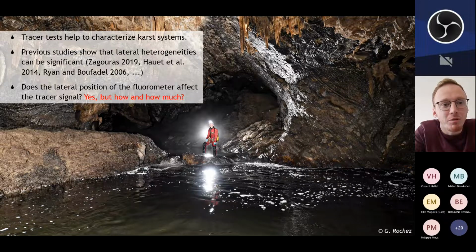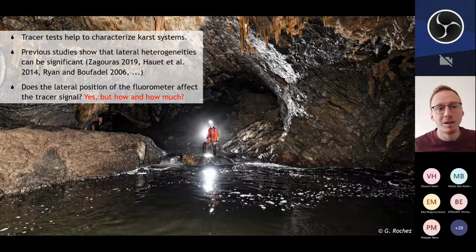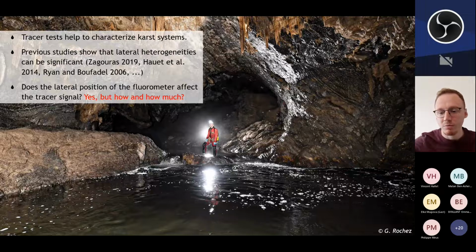And we also know from previous studies that lateral heterogeneities can be significant. That means that the signal on the left side of the river can be different from the right side of the stream. So the question we ask ourselves is, does the lateral position of the fluorometer affect the tracer signal? And the answer is yes, but how and how much? We will try to answer that in this presentation.